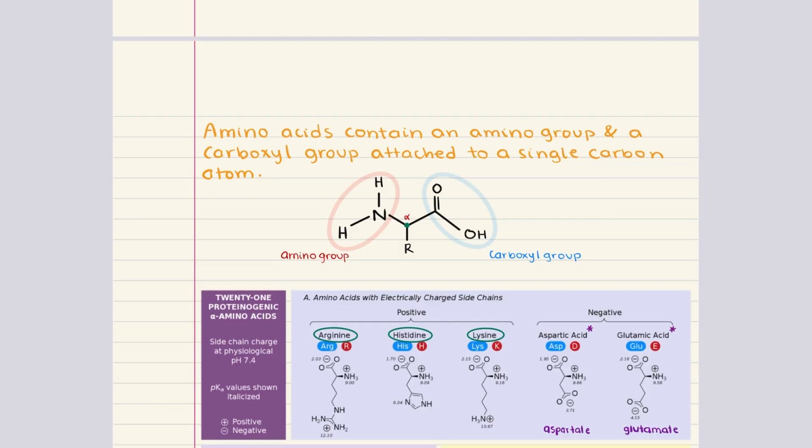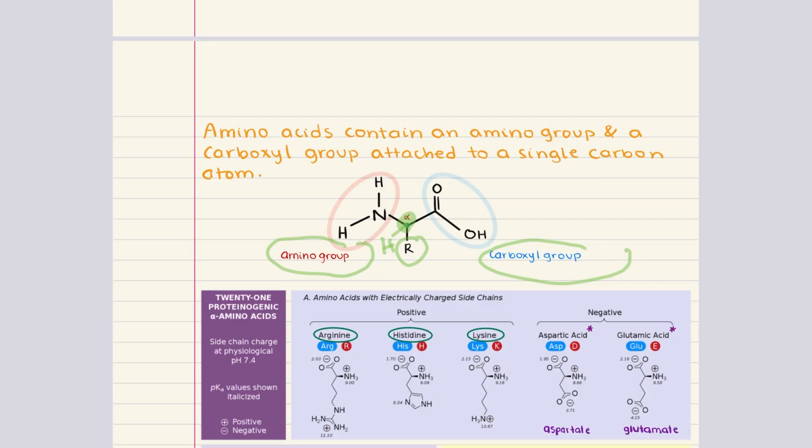Each one contains 4 essential components bonded to a central carbon atom, which we call the alpha carbon. These 4 groups are an amino group, a carboxyl group, a single hydrogen atom, and a variable group known as the R group or side chain. It's this R group that gives each amino acid its unique chemical properties.